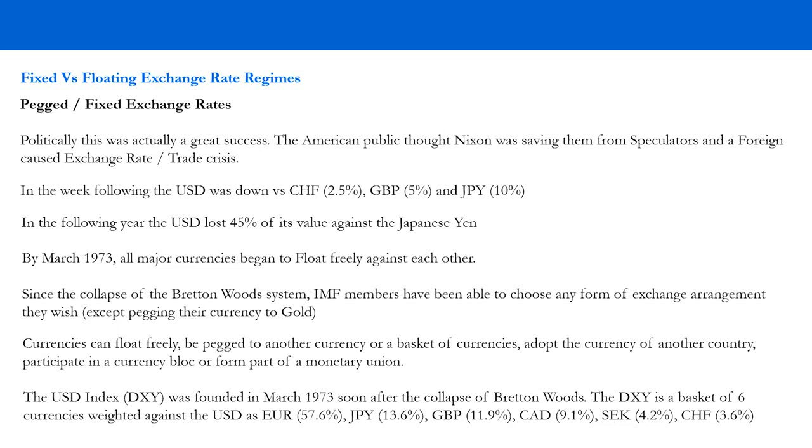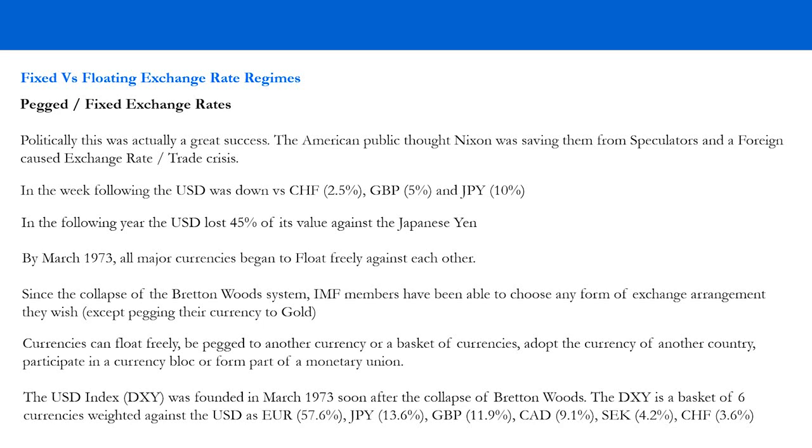Since the collapse of the Bretton Woods system, the IMF members have basically been able to choose any form of exchange rate arrangement that they wish to have, well, except pegging their currency to gold. So currencies now can float freely, be pegged to another currency or basket of currencies, or adopt the currency of another country. Countries can also participate in a currency bloc or form part of a monetary union, such as the euro, for example.